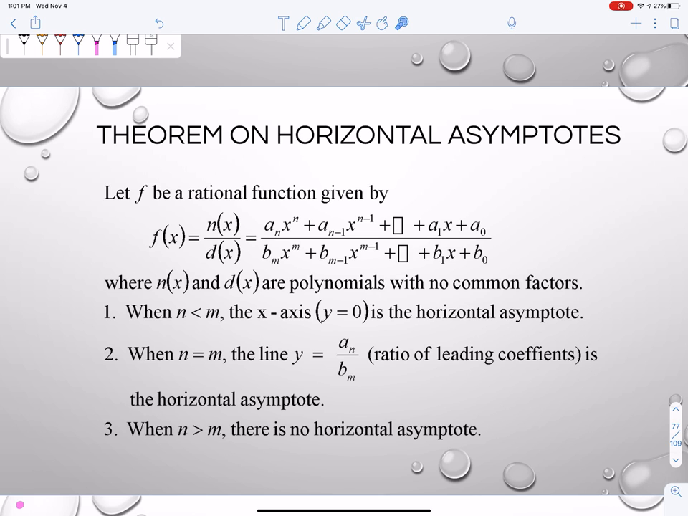In case 3, when the degree of my numerator is greater than the degree of the denominator, then we're going to have no horizontal asymptote. And in fact, what we're going to have is called a slant or an oblique asymptote, right? That's going to be y equals, and I'm going to write q of x. It's going to be the quotient of x. So I'm going to have to do polynomial long division.